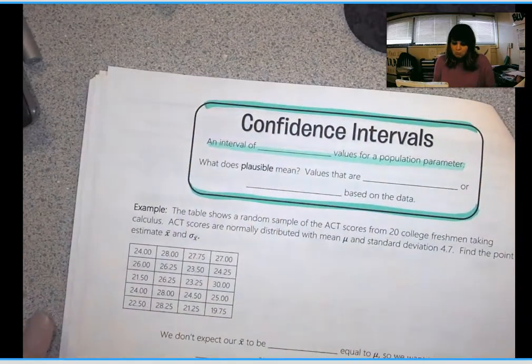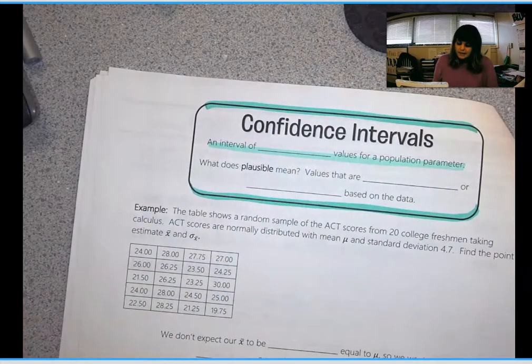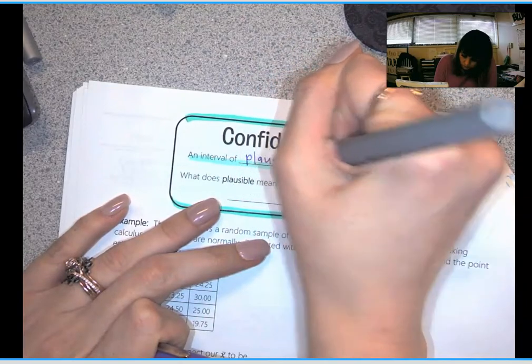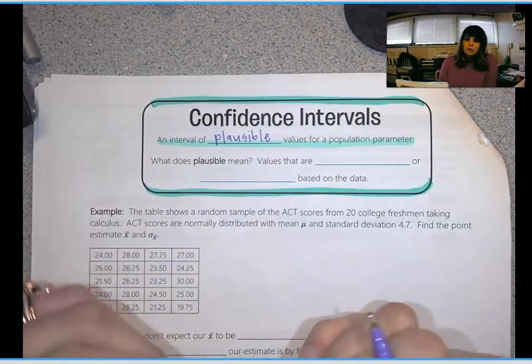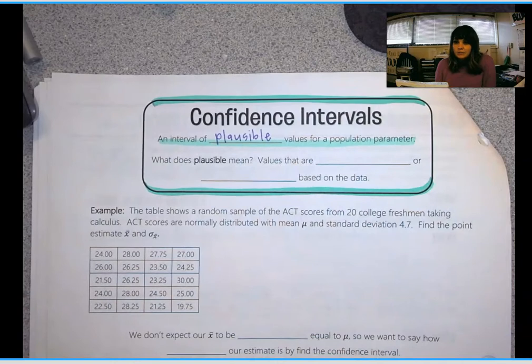Okay, here we go. A confidence interval is an interval of plausible values for a population parameter. That could be the proportion, that could be the average, we could be estimating a minimum or a maximum. Whatever information we want to know about the population, a confidence interval will give us a range of plausible values for that piece of information that we would like.